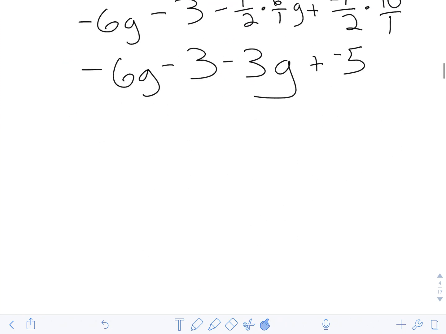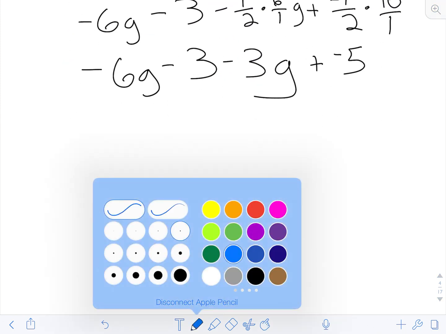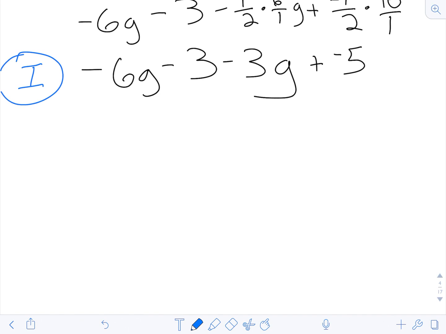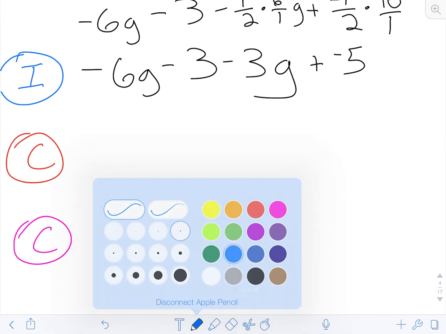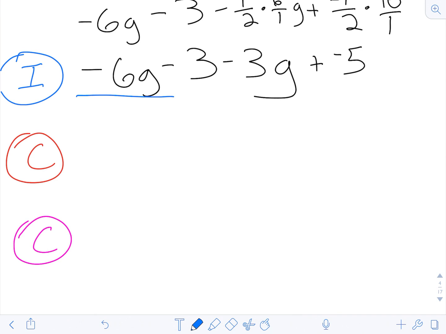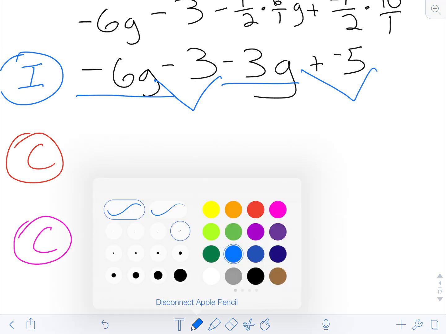Now, we got the I, C. Yeah, you know me. First step, identify. Negative 6g goes with a minus 3g. Minus 3 goes with a plus negative 5. You have now been identified.